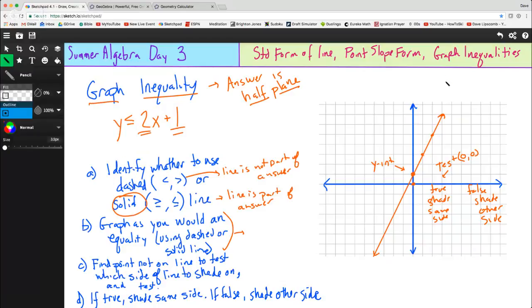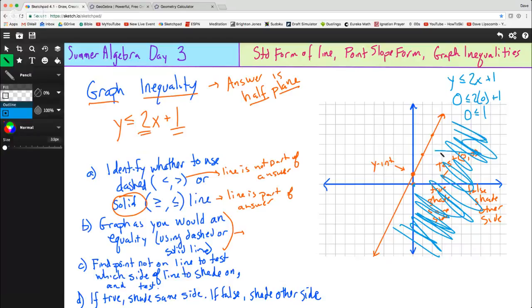So y is less than or equal to 2x plus 1. So 0 is less than or equal to 2 times 0 plus 1. So is 0 less than or equal to 1? Well, the answer is yes. So this works. And it turns out that if one point on one side of the line works, everything over here works. So we're going to shade everything over here.